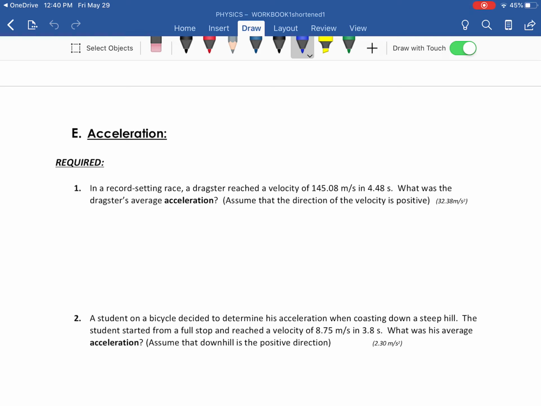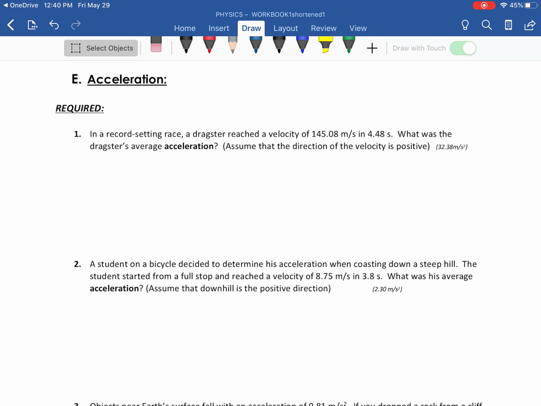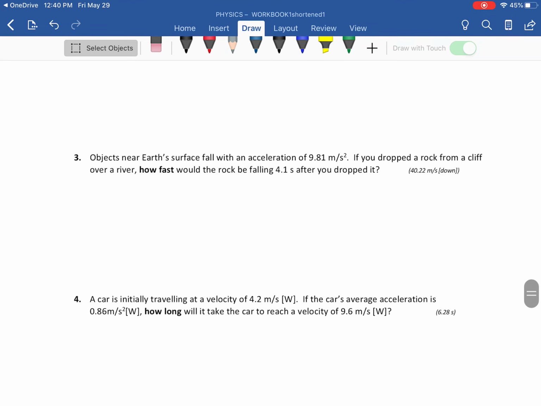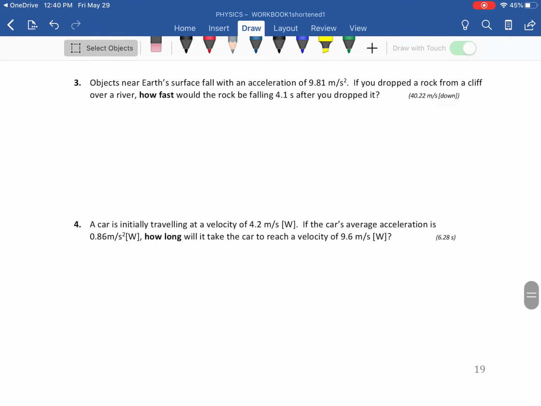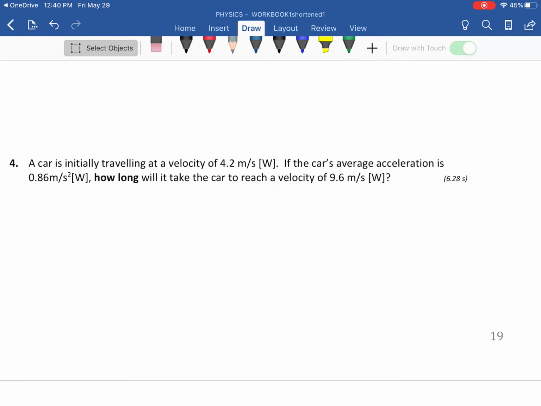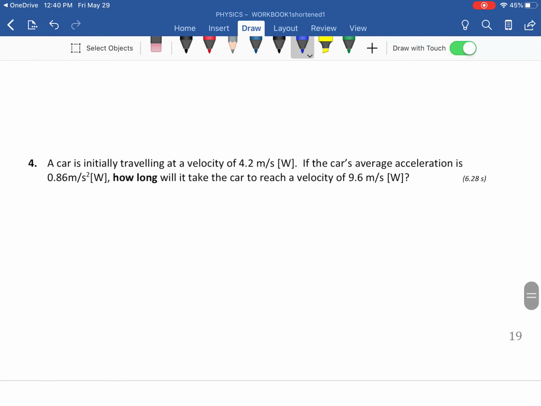So the first request I had was to go over an acceleration question, number 4 of the acceleration section. This is on page 19, number 4 here. We're dealing with acceleration. First, when I read the question, I underline any important information in order to figure out what formula to use.